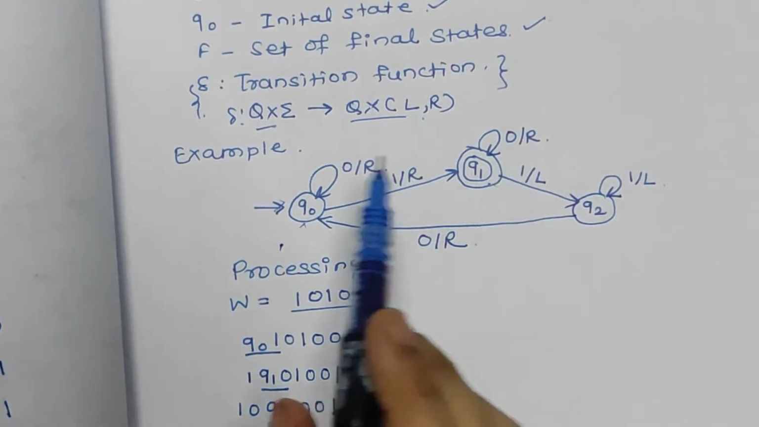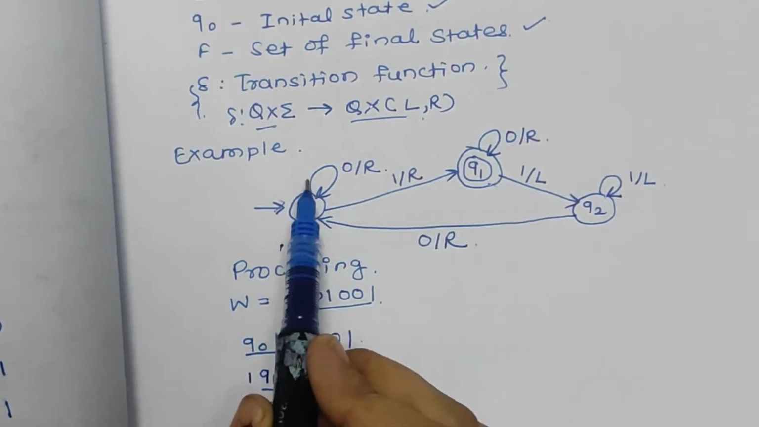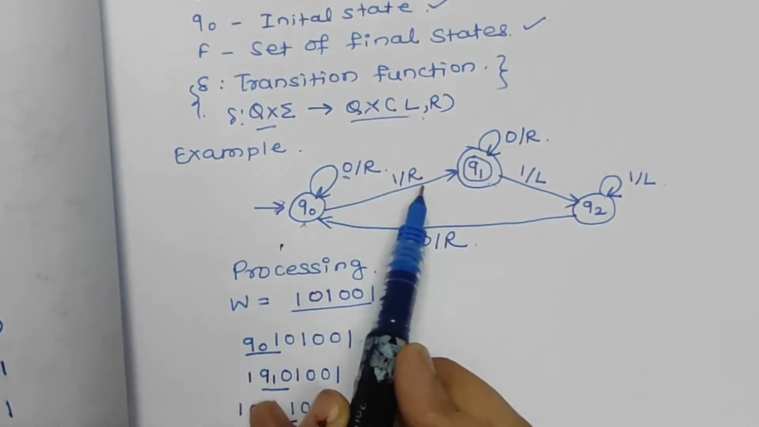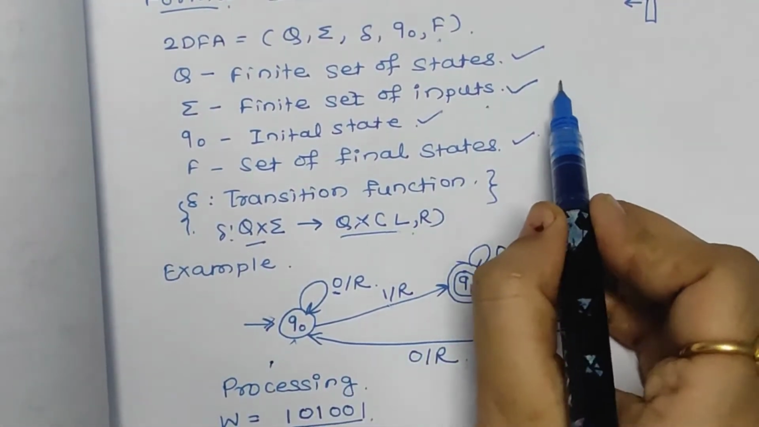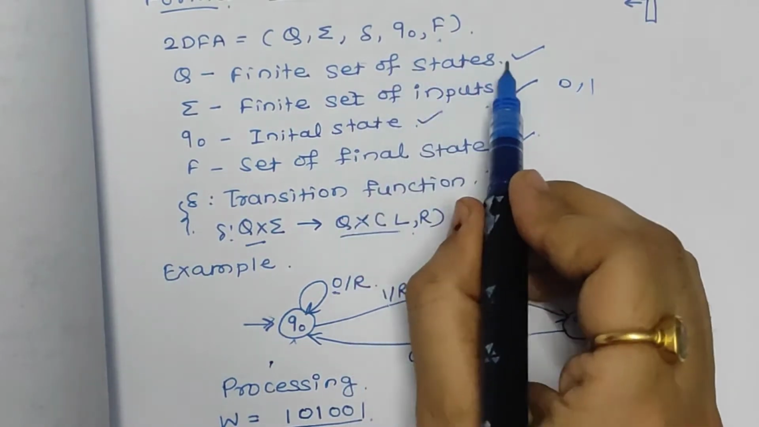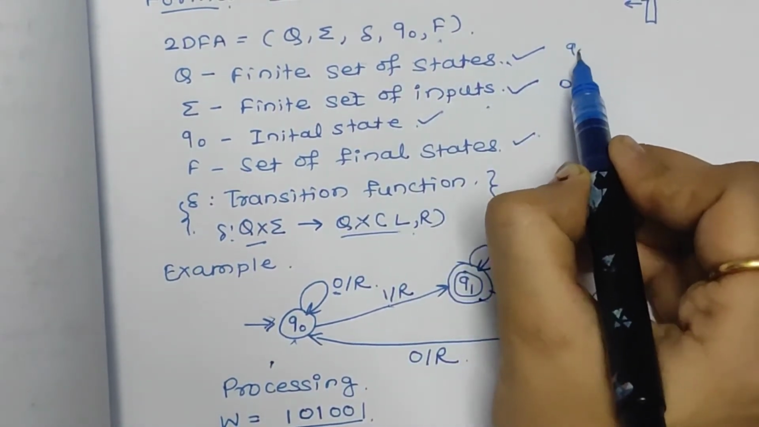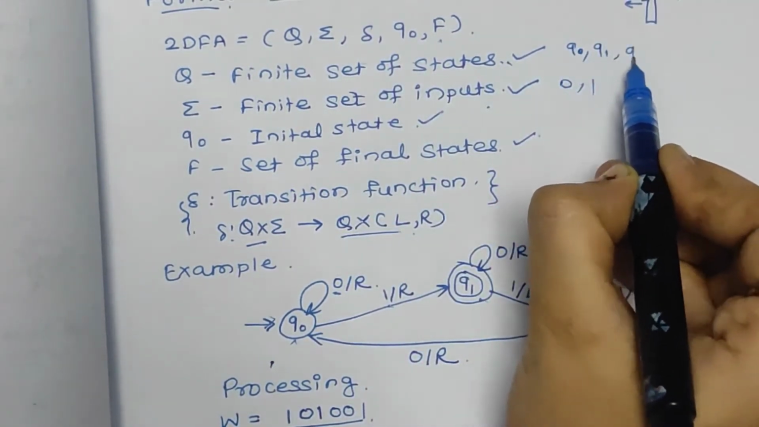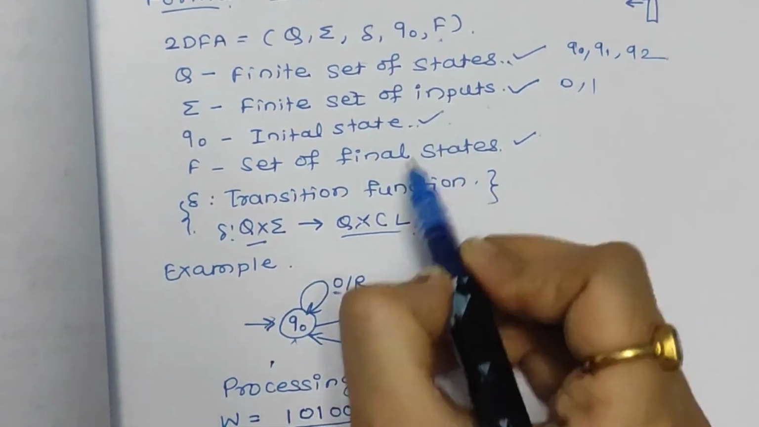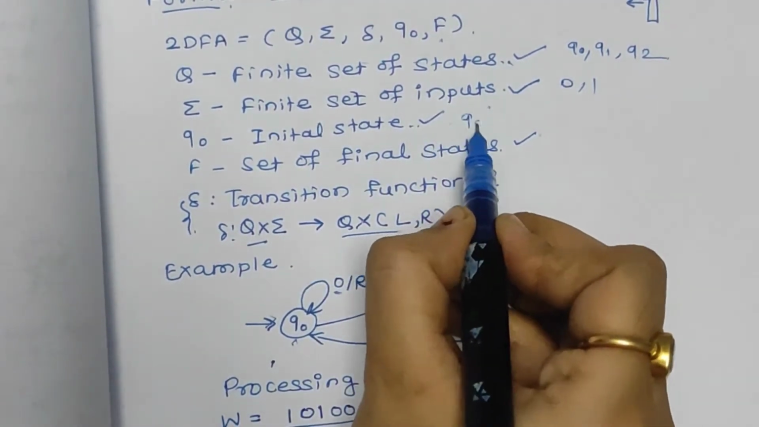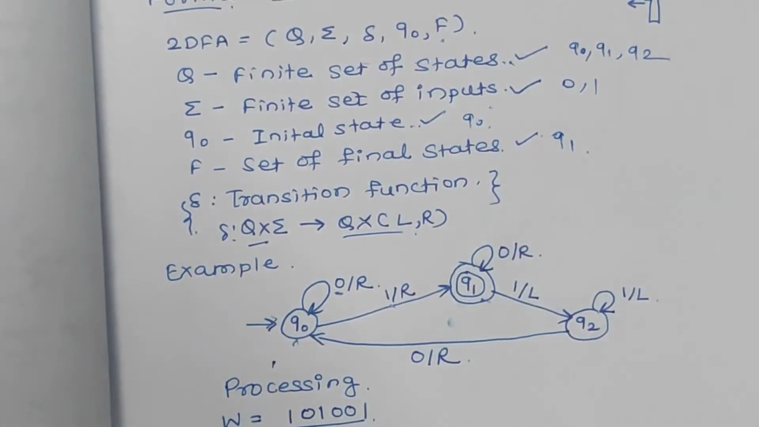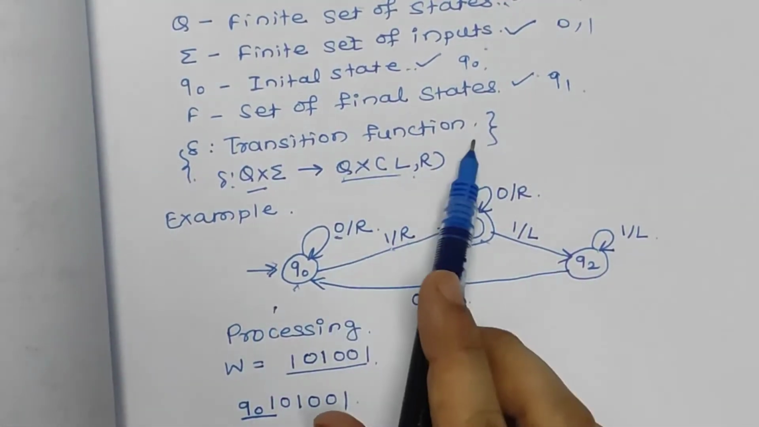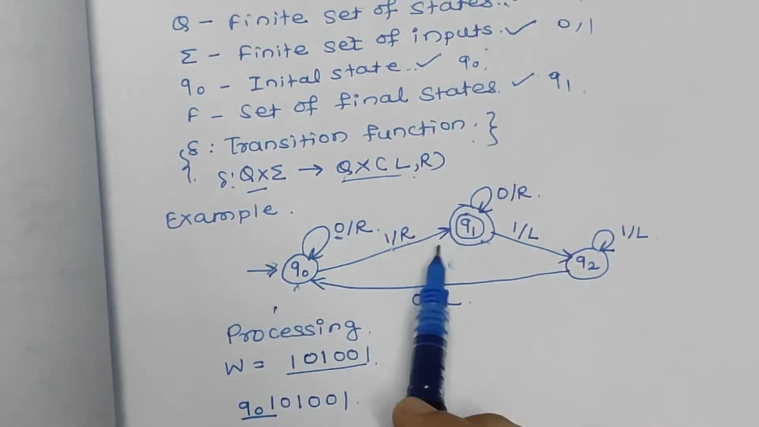Now you can see these are the states and these are the transitions. Here the inputs are 0 and 1, and the finite set of states is Q0, Q1 and Q2. The initial state is Q0, and there is only one final state, which is Q1. The transition function is what we have to discuss now.